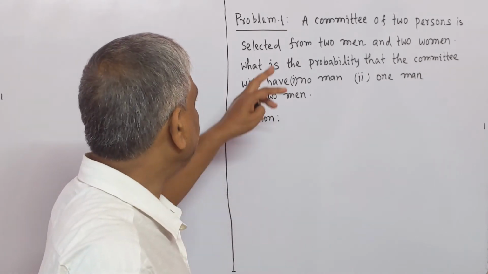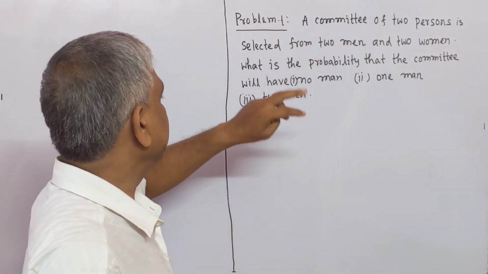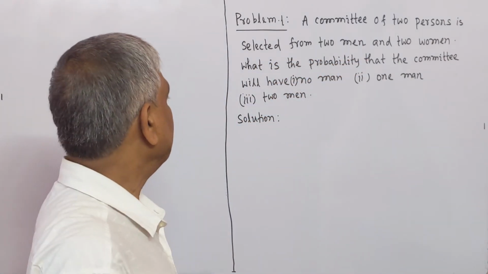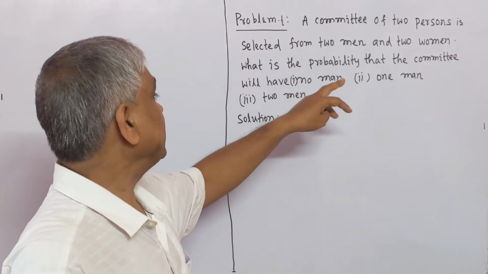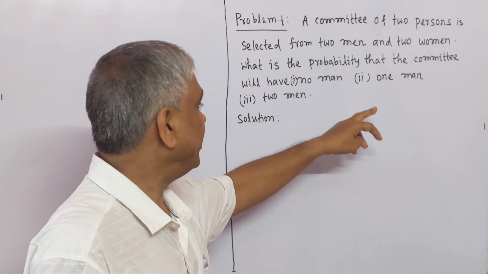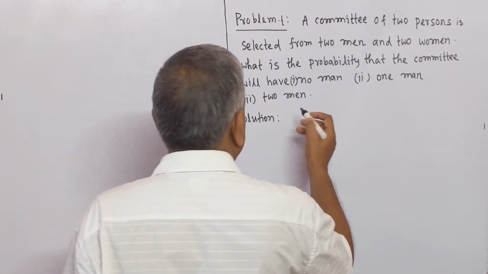Now we solve a problem. The problem is: a committee of 2 persons is selected from 2 men and 2 women. What is the probability that the committee will have number 1, no men, number 2, 1 man, number 3, 2 men? Number 1.